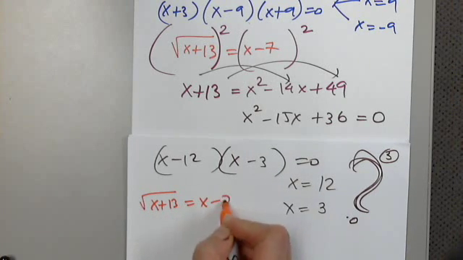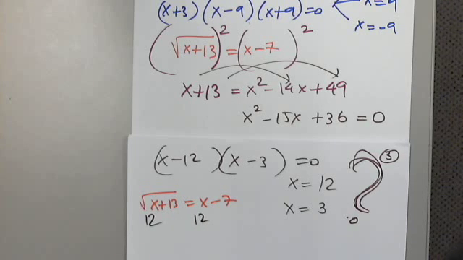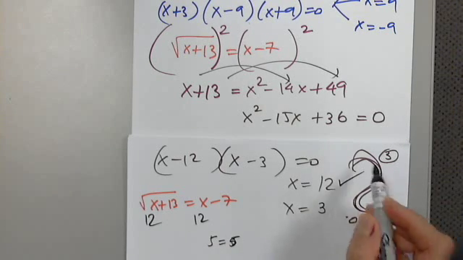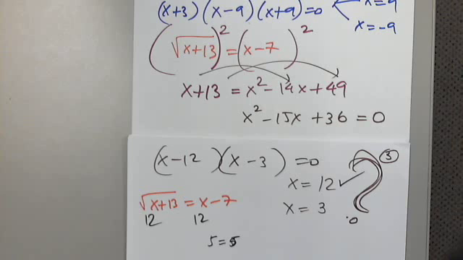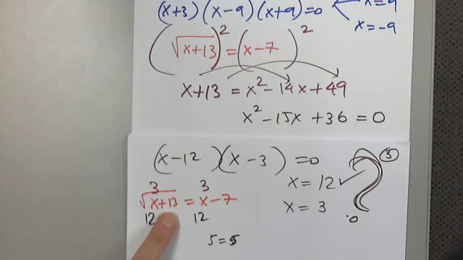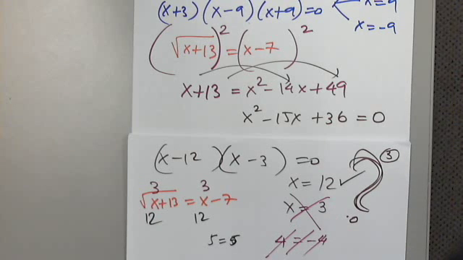That's where we plug in 12 and 3 respectively. So let's plug in 12 first, everywhere. So 12 plus 13 is, yes, 25. The square root of 25 is 5, so the left-hand side is 5, the right-hand side is 5. Would you accept 12? Yes. Good. Now let's try 3. So 3 here and 3 here. The left-hand side is 3 plus 13, which is 16, the square root of 16 is, very good. Now the right-hand side is 3 minus 7, which is negative 4. Is this acceptable? No. So the only option is 12.